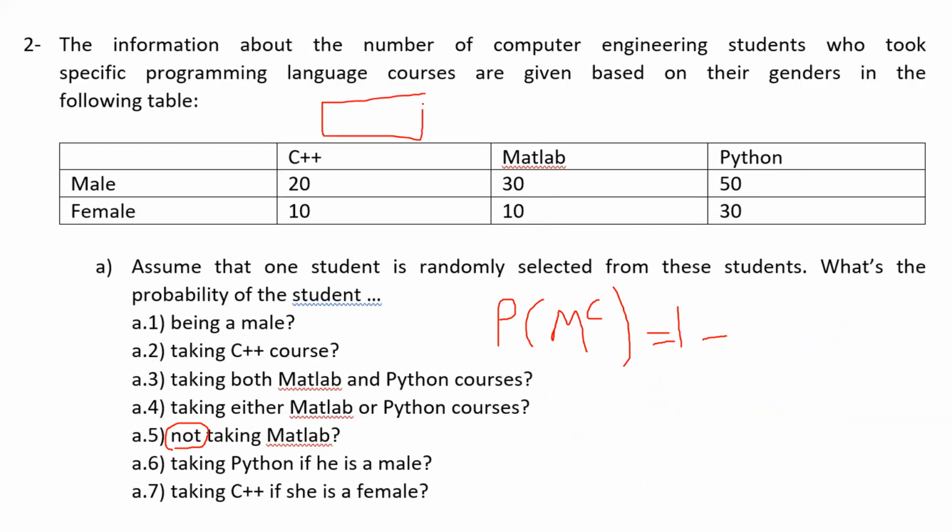Again, in a Venn diagram, this is clear. If the event of MATLAB is here, the complement means whatever is not inside this set. So 1 minus 40 over 150. So 1, you can change it to 150 over 150. So the final answer would be 110 over 150.